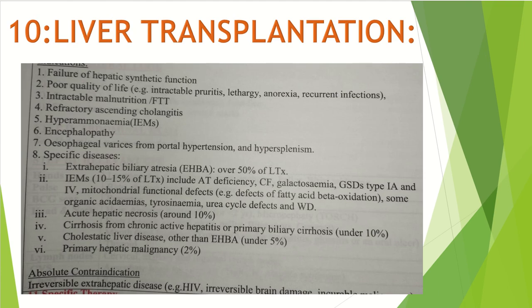The most important and the ultimate step is liver transplantation, but there are some indications. The first one is failure of hepatic synthetic function. You are running albumin levels but they're continuously low. Poor quality of life like pruritus, lethargy, anorexia, and infection. Intractable malnutrition, refractory ascites, cholangitis, hyperammonemia, encephalopathy, esophageal varices from portal hypertension, hypersplenism, and some specific diseases like extrahepatic biliary atresia, acute hepatic necrosis, primary hepatic malignancy, etc.